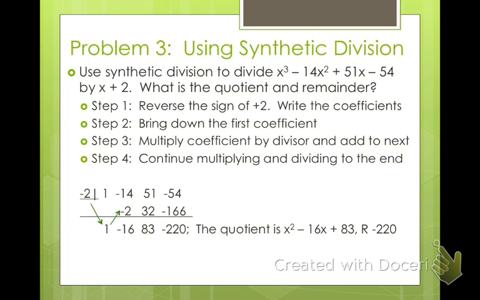So our quotient, since we started with an x cubed and we divided it, this now becomes x squared, so it's each one less power. This is x, and this is our constant, and what's left here is our remainder. So we get x squared minus 16x plus 83, remainder of negative 220. There we go. So that's how we do synthetic division.